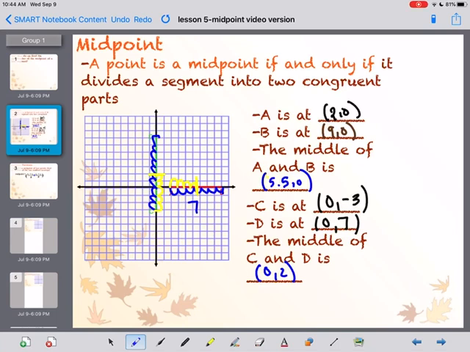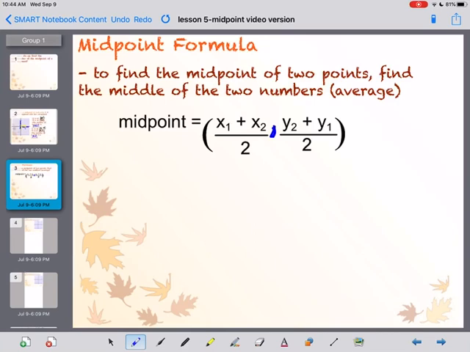5.5 is actually the average of 9 and 2. That means if I add them together and cut it in half, I'd get 5.5. Similarly with CD, if I add 7 and -3 together, I get 4, and then divided by 2, I get 2. So the midpoint formula is nothing more than averaging your coordinates together, and it looks like this. So basically, I would take my x1 and my x2, add them and cut it in half, and that would give me the x coordinate of my midpoint. And then I would do the same for y. Add the two y coordinates together and cut it in half.